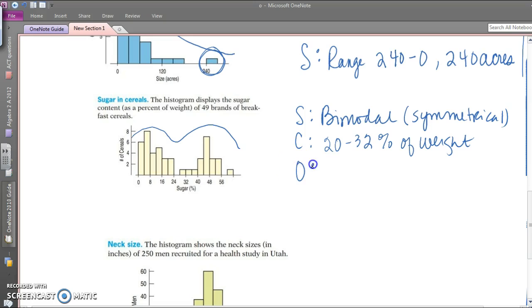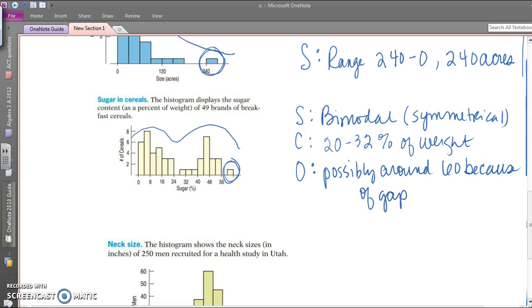Oh, forgot outliers. Doesn't look like anything really doesn't fit. We do have a gap right here. It's not really that big of a deal. We have this one out here. I don't know if it's far enough out to be an outlier. We could say possibly around 60 because of the gap, but it probably isn't an outlier. Probably is not far enough out.